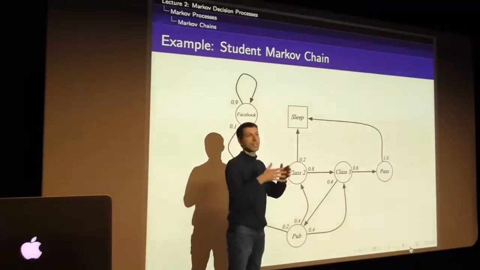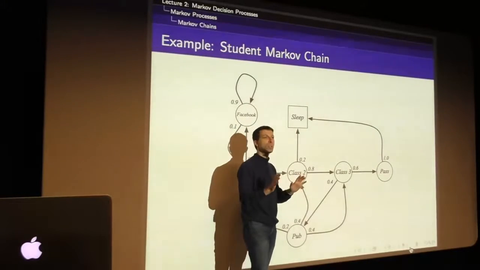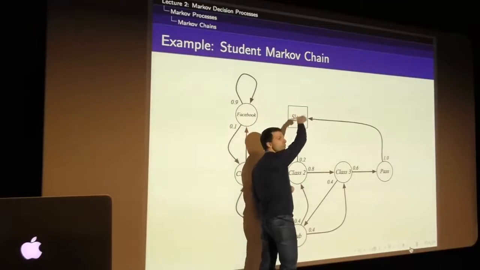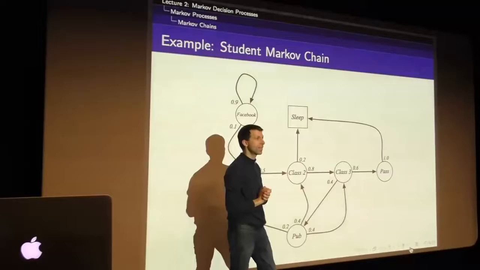This sleep state represents a terminal state of the Markov process. A terminal state doesn't need any special machinery. You can think of it as just a self-loop, an absorbing terminal state. It just keeps looping round and round and round. That's what this square represents.